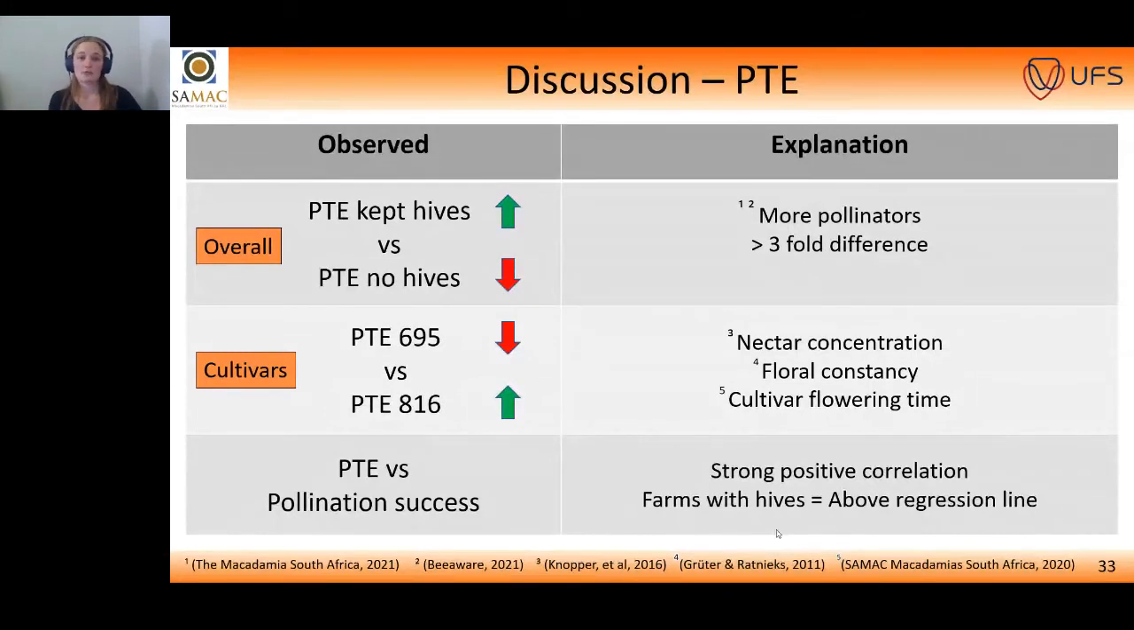Cultivar flowering time also makes quite a big difference. When I was able to do my collections, 816 was flowering optimally, and 695 would only have come into its peak about 2 weeks after I left. And again, when correlating PTE and pollination success, we see that there is a strong positive correlation, and the farms with hives all scored above the regression line.